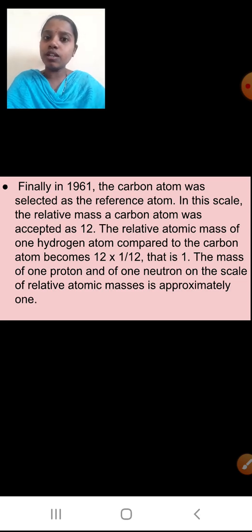So then we came upon carbon, and carbon 12 could give the atomic masses of different elements as a whole number. Okay, we didn't want the answer in fraction. Mass cannot be in a fraction. Okay students, I hope you understood till here.